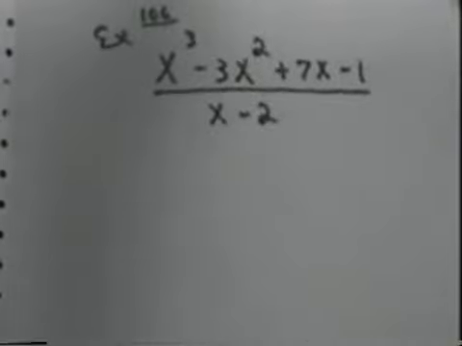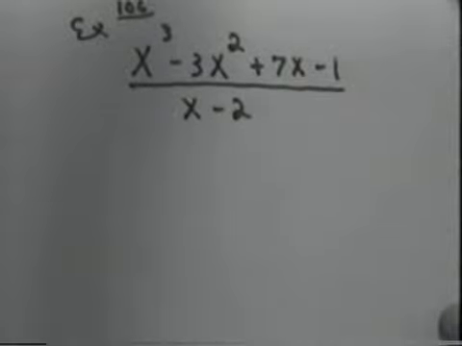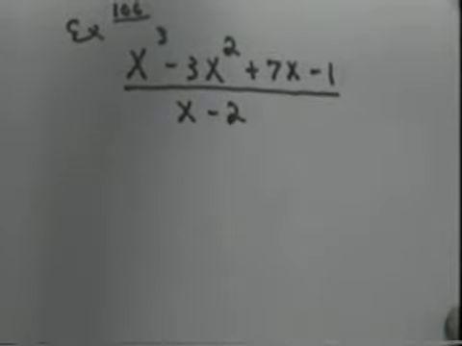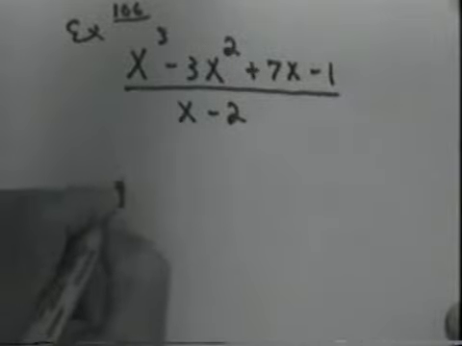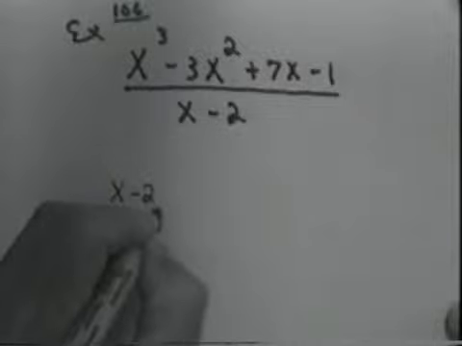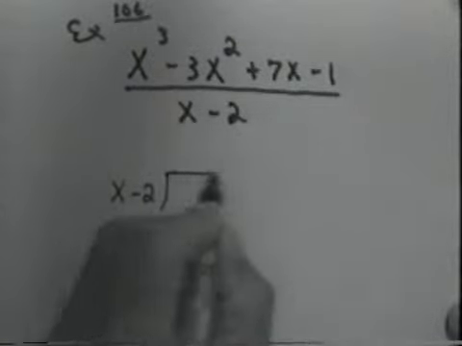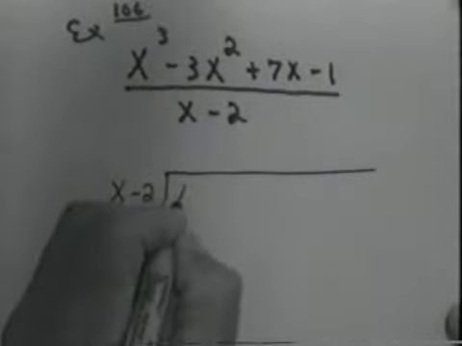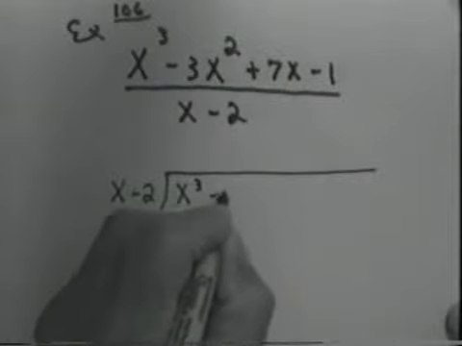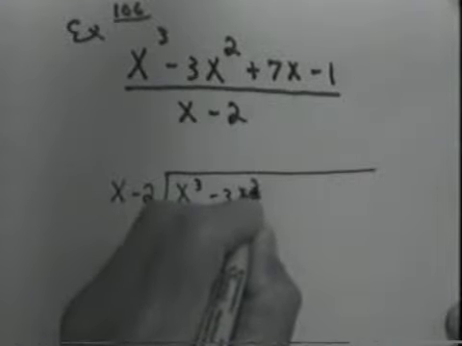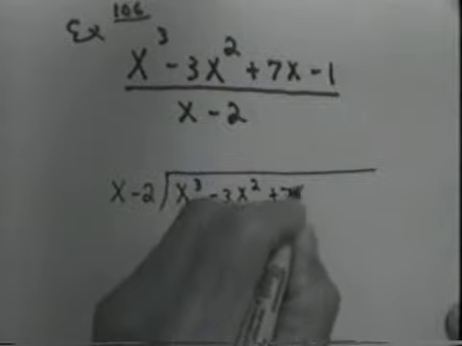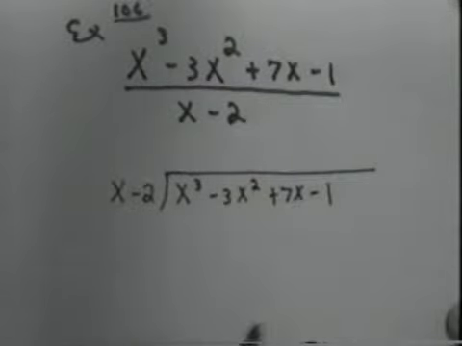Let's look at this example. x cubed minus 3x squared plus 7x minus 1 divided by x minus 2. It's just like the last example, except that it's going to take longer because I have more terms. If I start the same way, x minus 2 into x cubed minus 3x squared plus 7x minus 1.